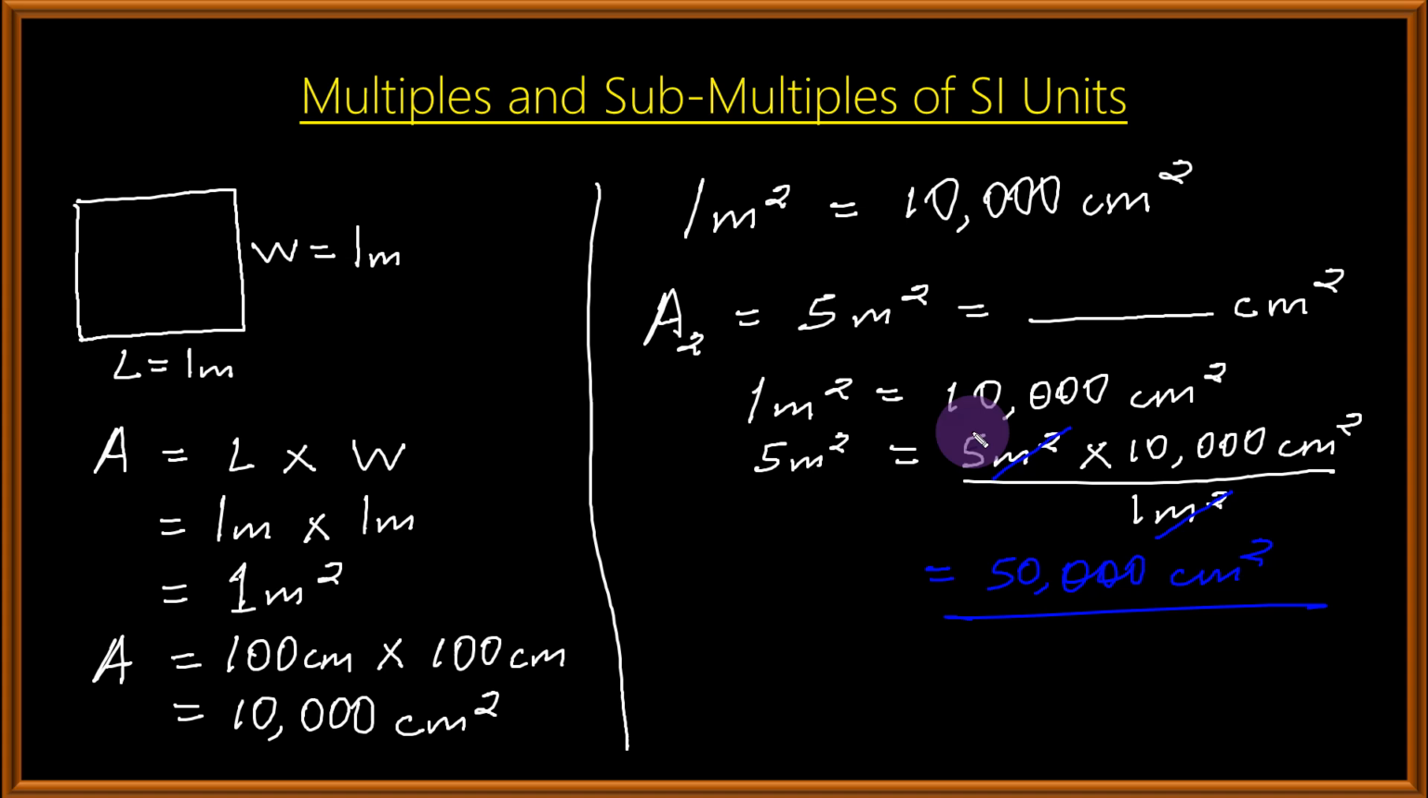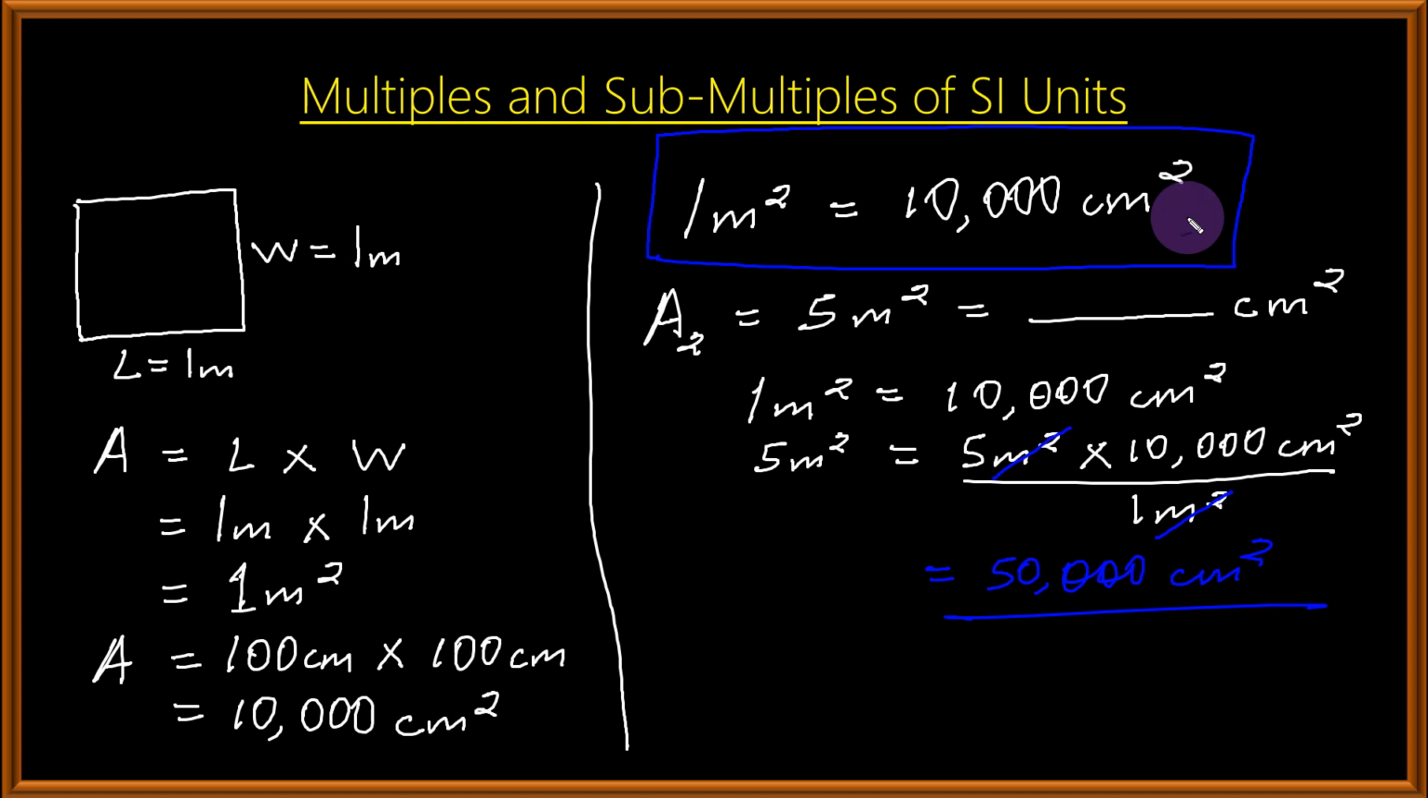But many times when students are given this, after some time, the only thing they remember is that 1 meter is equal to 100 centimeters. And they think that they can multiply 5 by 100, in which case they are going to get 500, which is not the correct answer. So remember this very important conversion unit, that 1 square meter is equal to 10,000 centimeters squared.